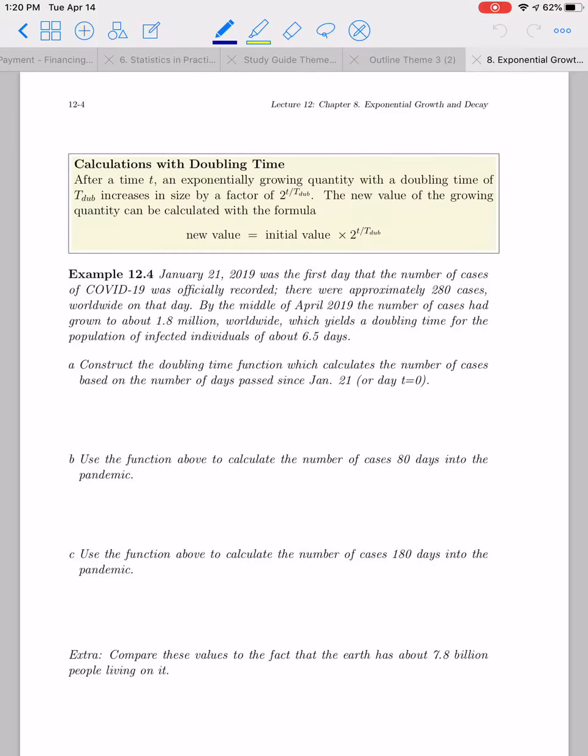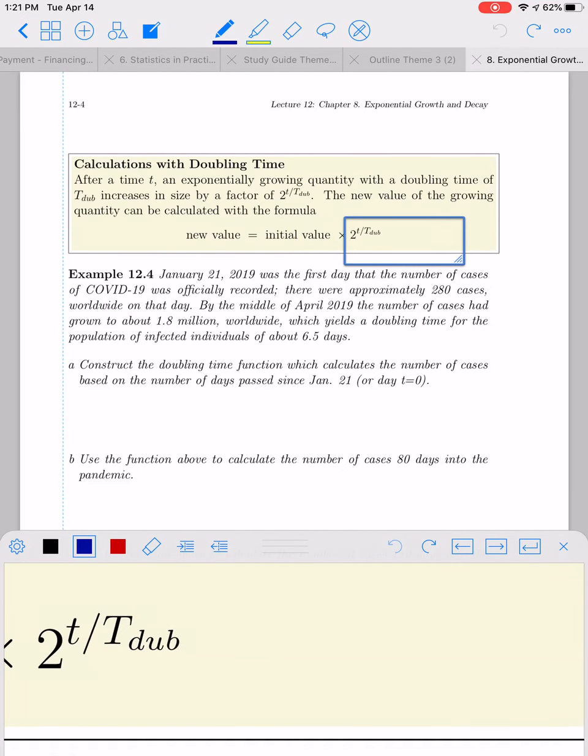In 8b, we cover doubling time and half-life, or exponential doubling growth and exponential half-life decay. So we have, after a time t, an exponentially growing quantity with a doubling time of t double, or t_d, increases in size by a factor of 2 to the t over t double. So that's setting us up for the formula that we essentially used in the last example of the last video in 8a. But it gives us this formula here.